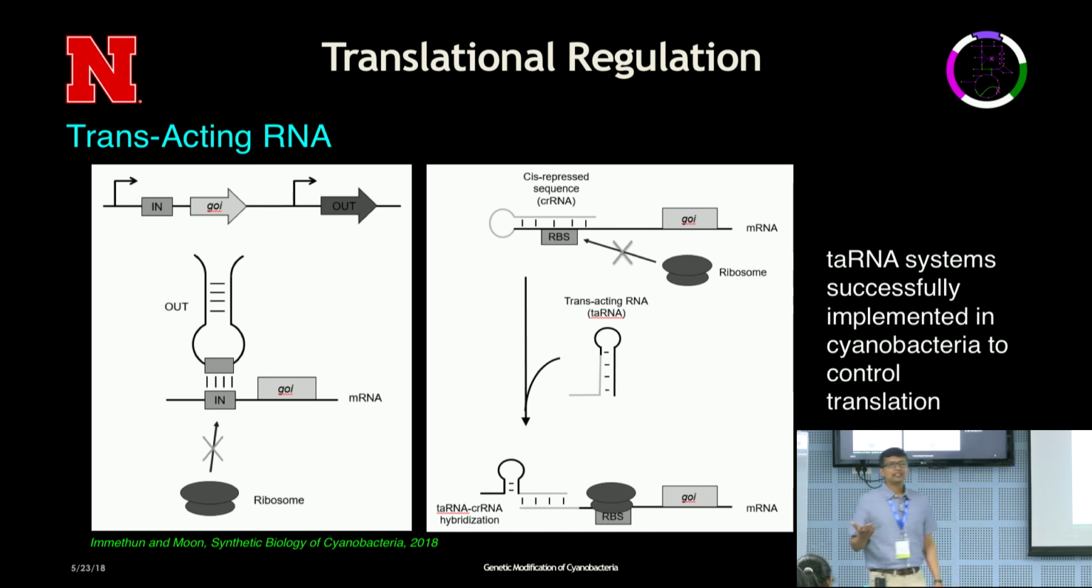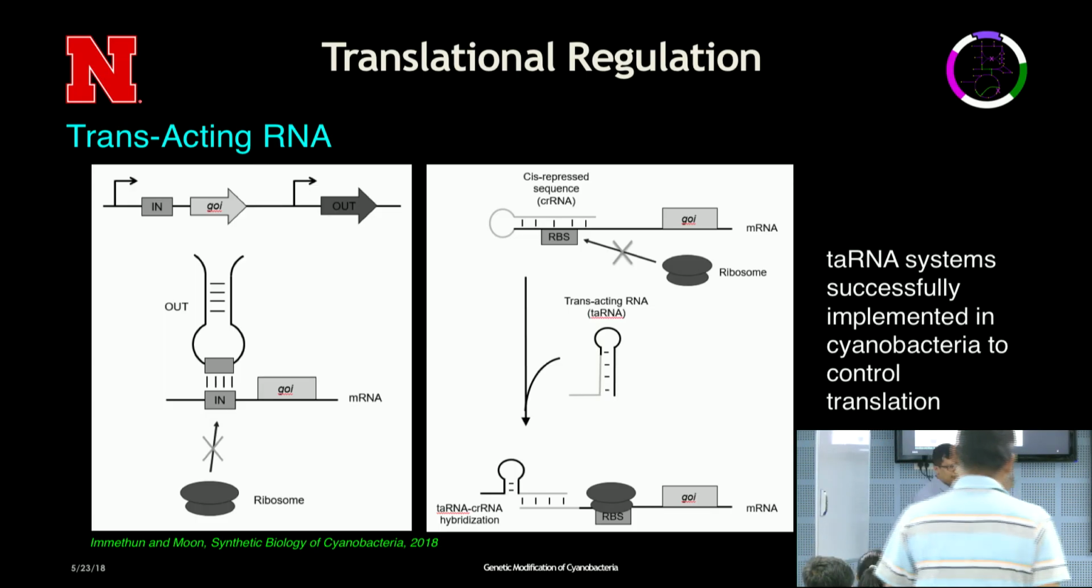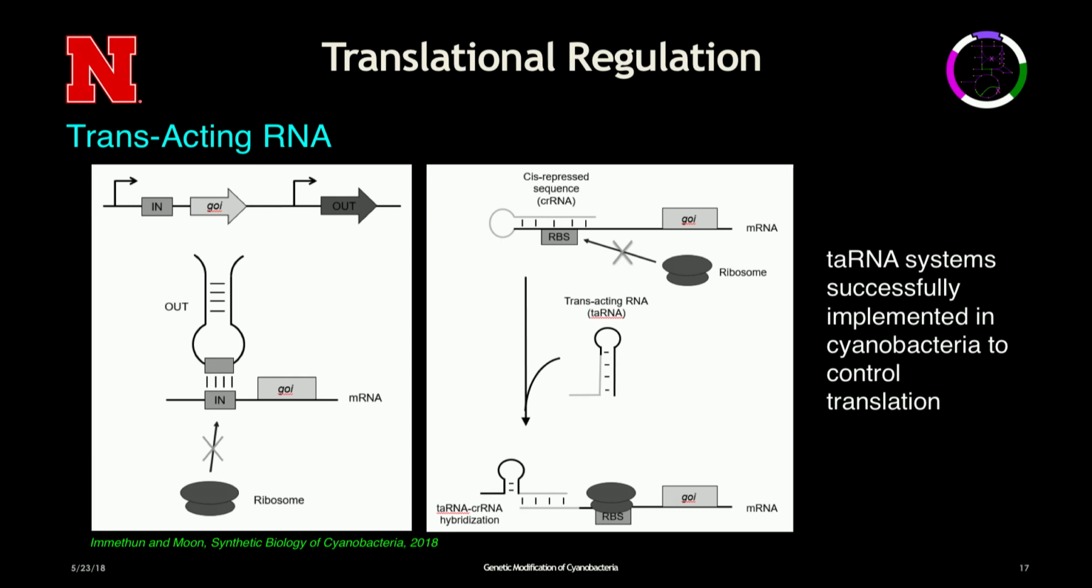So, again we are still talking about translational regulation. Let's say you have a gene which is called out. I don't think you can see it from here, but I am basically talking about that gene. So, you have a gene out, but upstream of that you have another gene called in, and these two can develop a hairpin structure, and it will not let the ribosome bind and translate. And this is one situation.